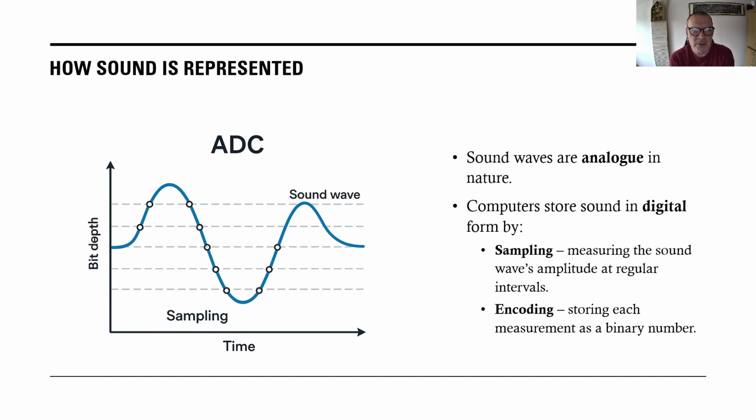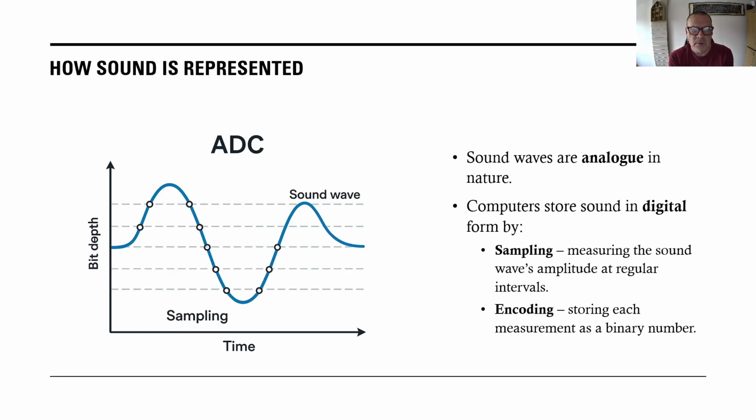So sampling just means take a measurement of something at a regular interval. And in this case, we're going to be measuring the amplitude of the sound. We don't measure frequency directly or anything like that. We just measure how loud the amplitude is at our intervals.